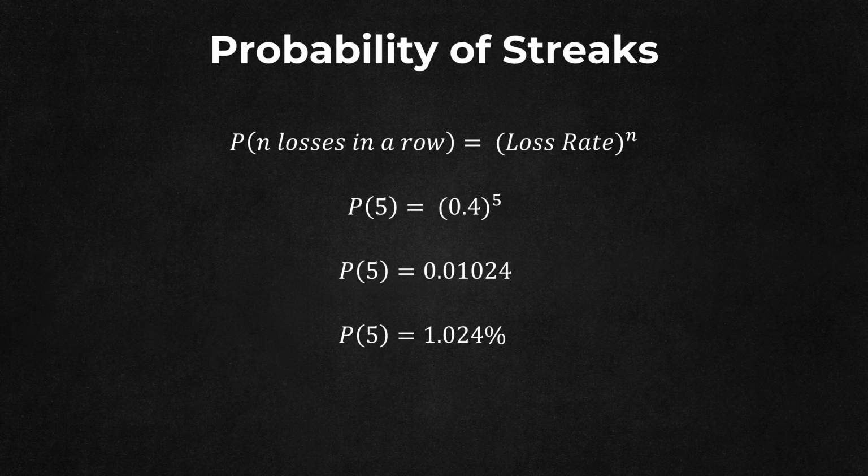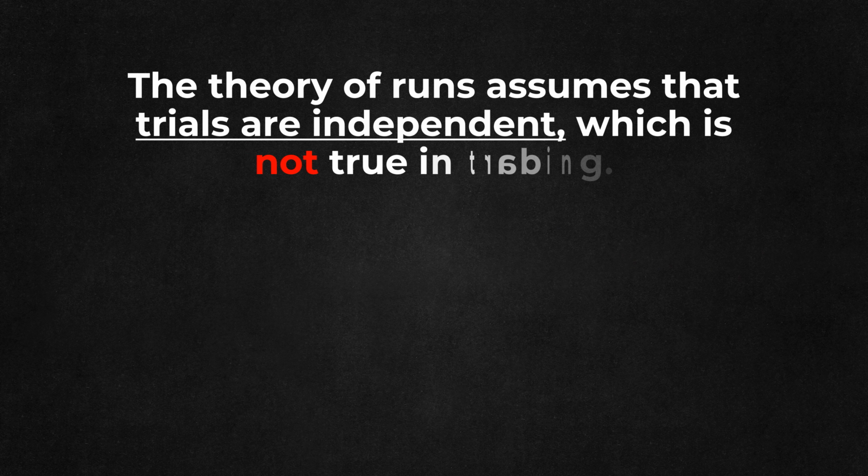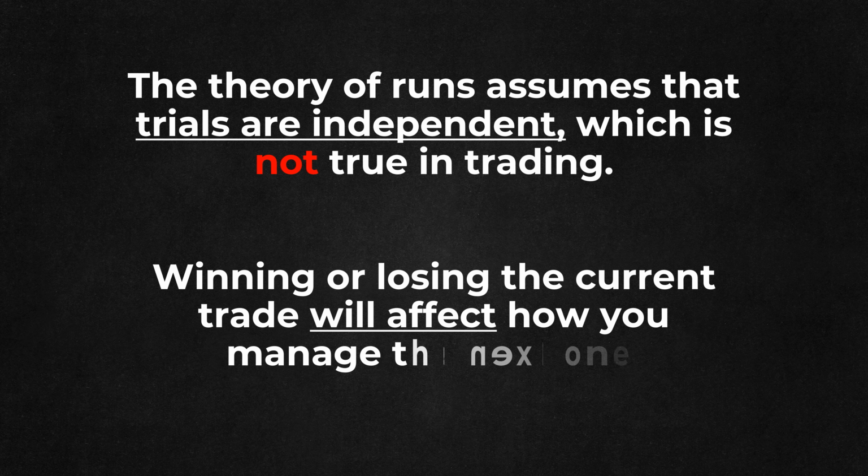This seems like good news because the probability of an unusually large losing streak seems too small, but there is a fundamental flaw in this idea. The theory of runs assumes that trials are independent, which is not true in trading, mainly because the last trade will alter how you treat the next one in most cases. And your strategy responds differently to different market conditions, so loss rate is variable. This is the feedback loop between technique, risk management, and behavior we talked about previously. Winning or losing the current trade will affect how you manage the next one.